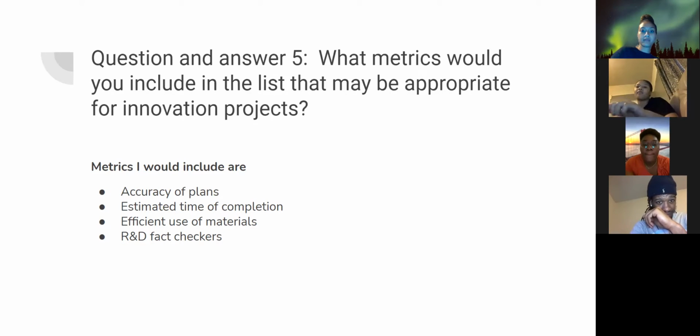Okay, for question 5, what metrics would I include in my list to be appropriate for the innovation projects? I put accuracy of plans because if a plan isn't accurate, it can make you go all the way back to the drawing board. Estimated time of completion so that you can know what date you're going to be done by, so that your team can have a goal to work towards. Efficient use of materials, and then R&D fact checkers, because research and development can take a long time and people may overlook certain things that are important. So just some people to go and check their work to make sure that it was done to completion. I think that would be good.